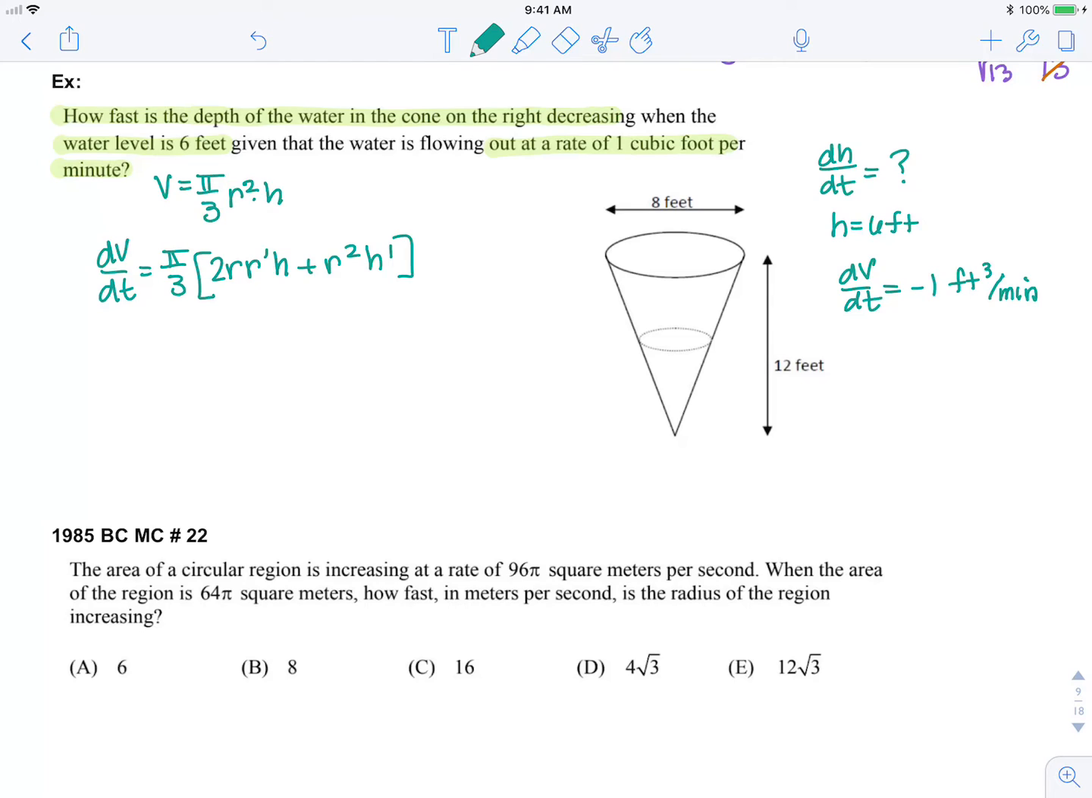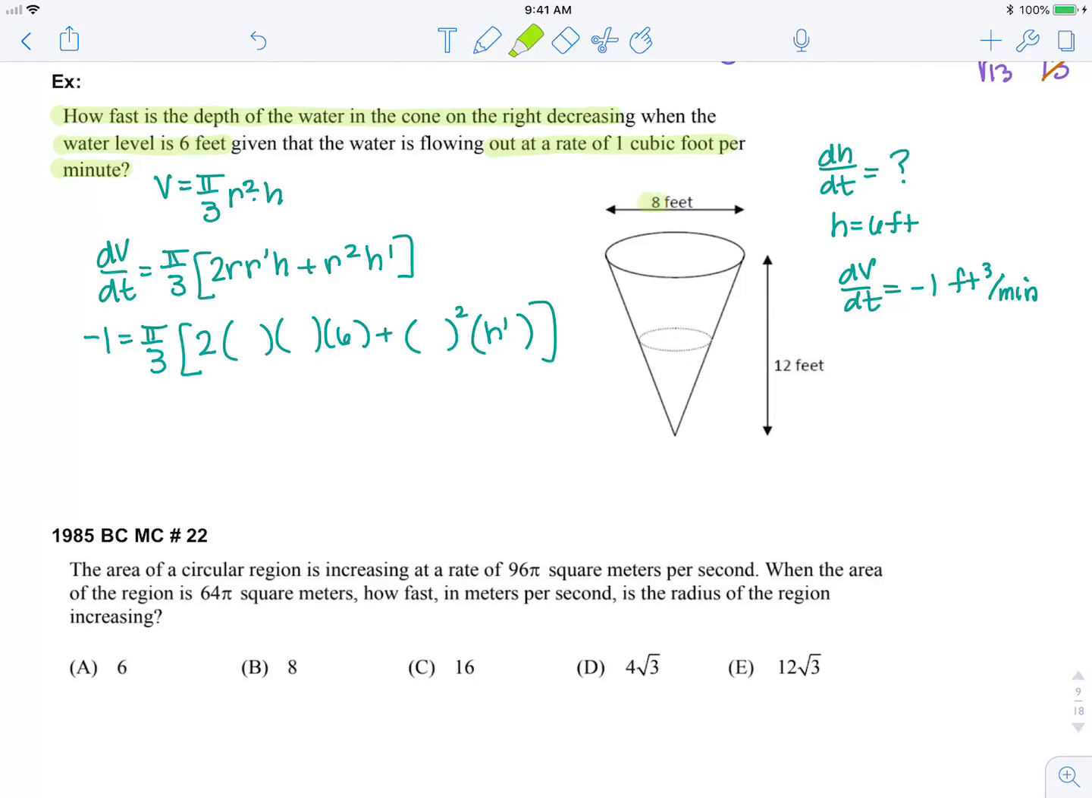So now we need to plug in what we know. We know dV/dt is -1 equals pi over 3 times 2, we don't know what the radius is. We don't know what the rate of change of the radius is. The height is 6. Still looking for the radius. And that's what we're looking for, the height rate of change.